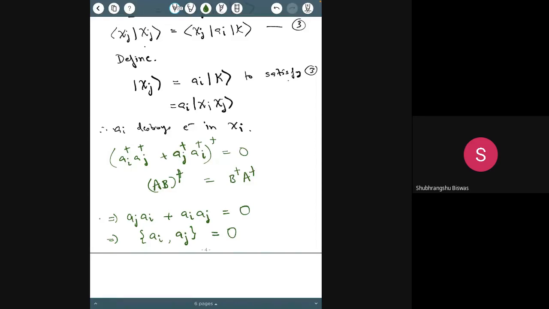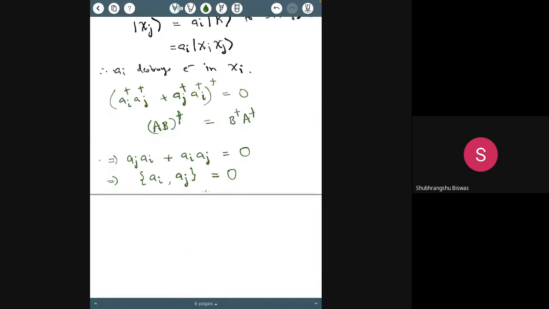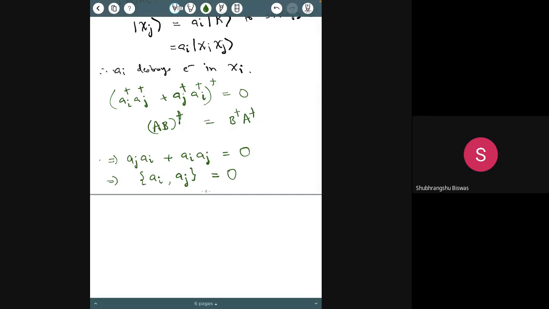Okay? And you cannot create two electrons in the same orbital. From the anti-commutation of the destruction operators, you can also conclude that you cannot destroy two electrons in the same orbital, which is also a part of the Pauli exclusion principle. The two electrons simply cannot exist in the same orbital. Okay. So if i equal to j, then A_i.